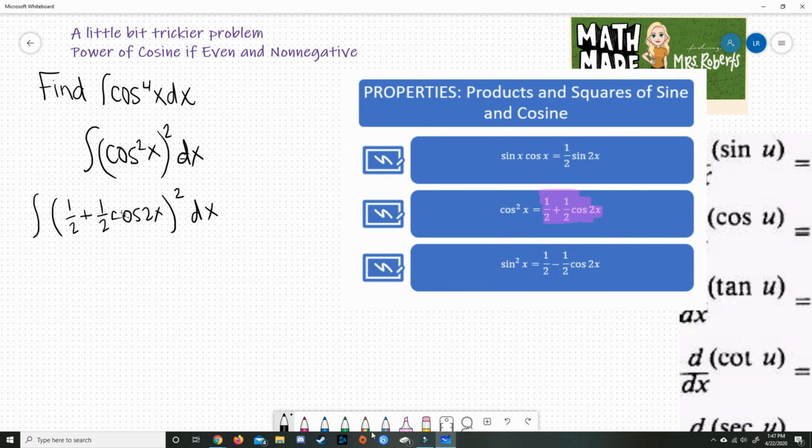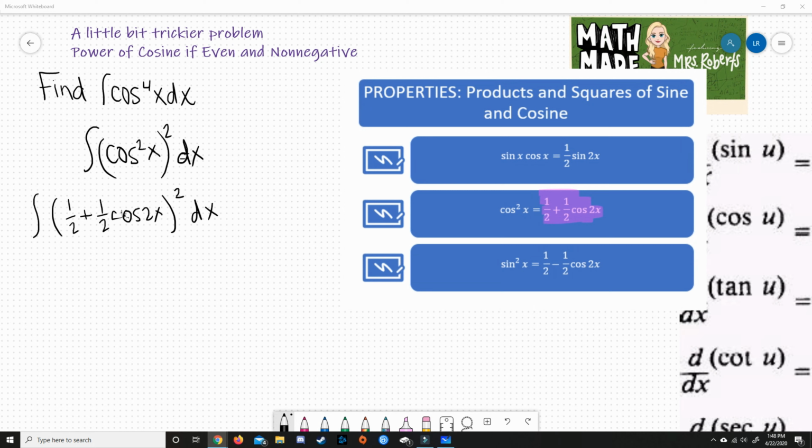So what I did was I replaced cosine squared of x with 1/2 plus 1/2 cosine of 2x, because that is what this property says is equivalent. And so I haven't actually changed this equation at all. These are still equivalent forms. And if you're worried about them being equivalent, you can always go into Desmos and just check it out.